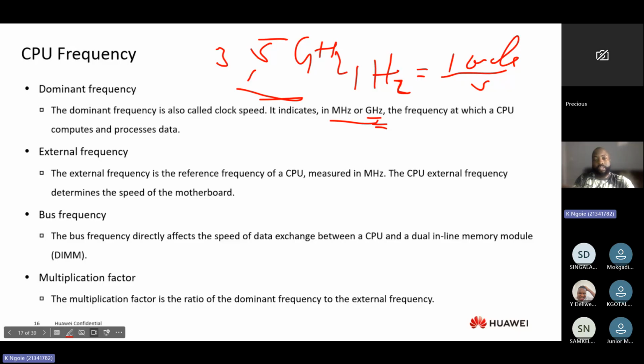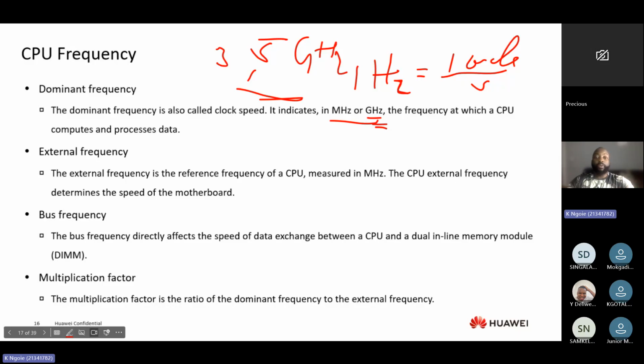Sometimes when you buy your computer and you check the specification, it's going to tell you the frequency of that CPU. So when you want to compare it with other devices, it's better to go for a device with a high frequency, because you understand that this is how fast it's going to process all the data.